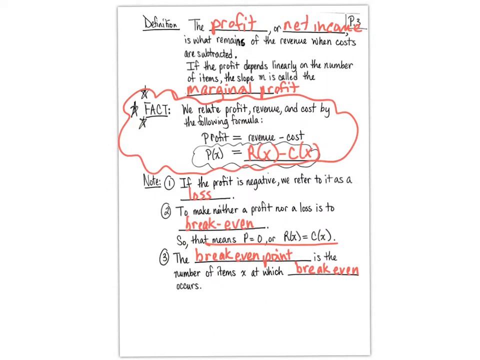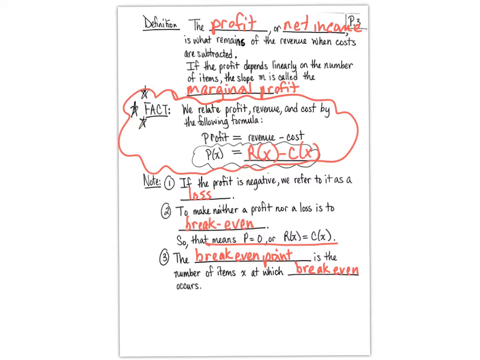The profit, or sometimes called the net income, is what we have left when costs are subtracted. If the profit depends linearly on the number of items, the slope m will be called your marginal profit. A fact which is something that you will need to remember, know, and know how to apply: we relate profit, revenue, and cost by the following formula. Your profit is equal to your revenue minus your cost.